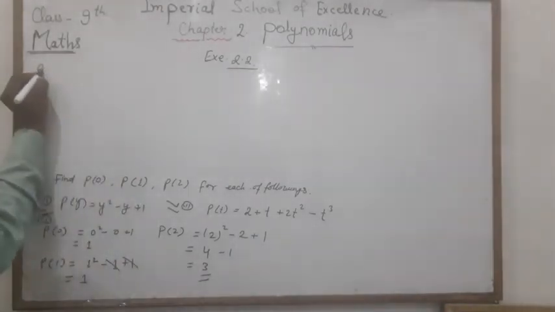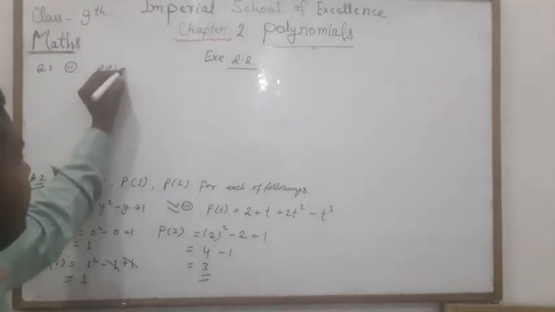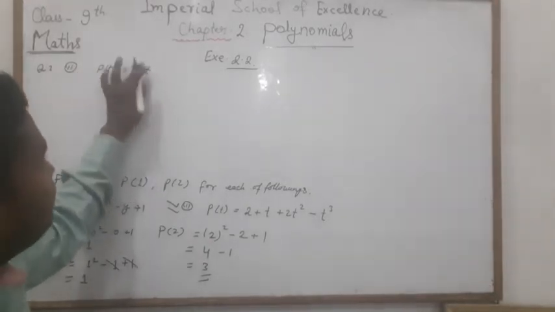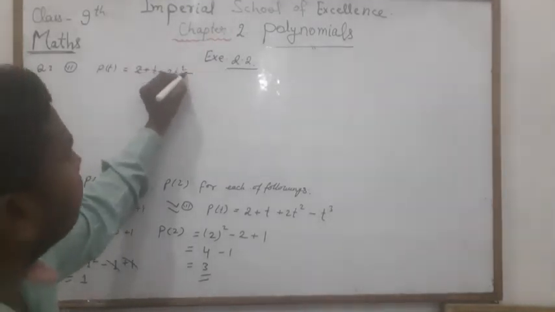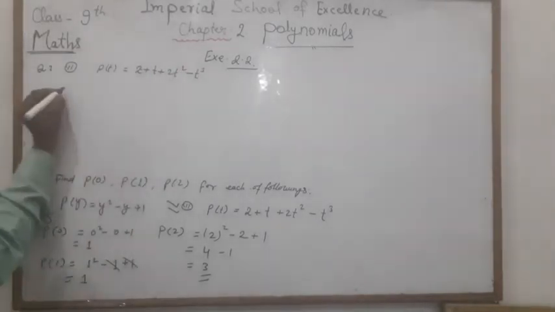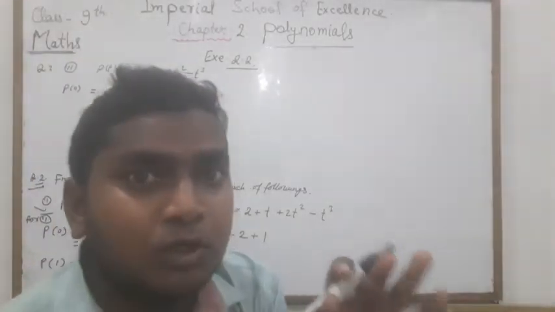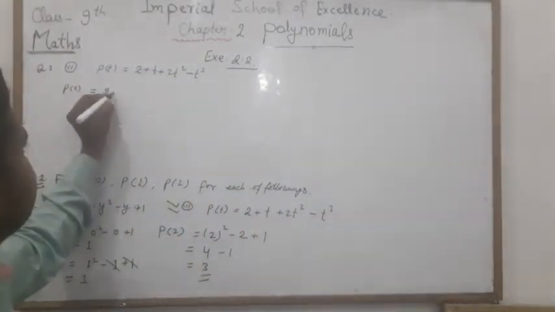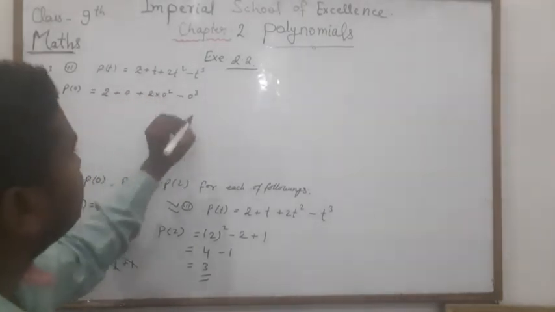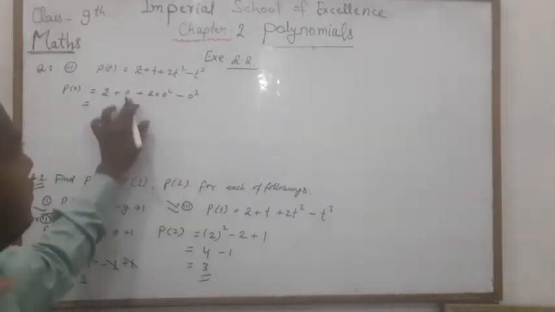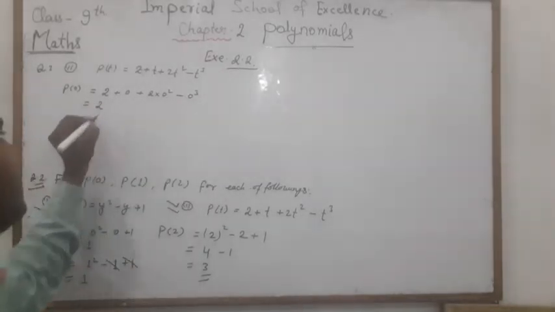Question number second part. See, the polynomial p(t) is given as 2 plus t plus 2t square minus t cube. So talk about p(0). Okay, p(0) means here we have to put the value of t equal to 0. So see, this is 2 plus 0 plus 2 into 0 to the square minus 0 to the cube. So finally everything will become 0. This is 0, this is 0 into 2, 0 and 0. ये तो पूरा 0 हो गया और बचा क्या 2.